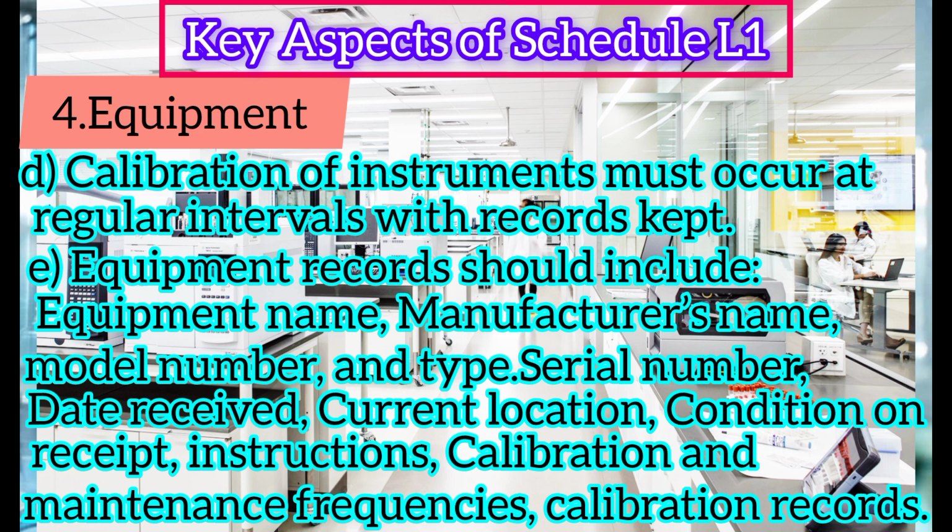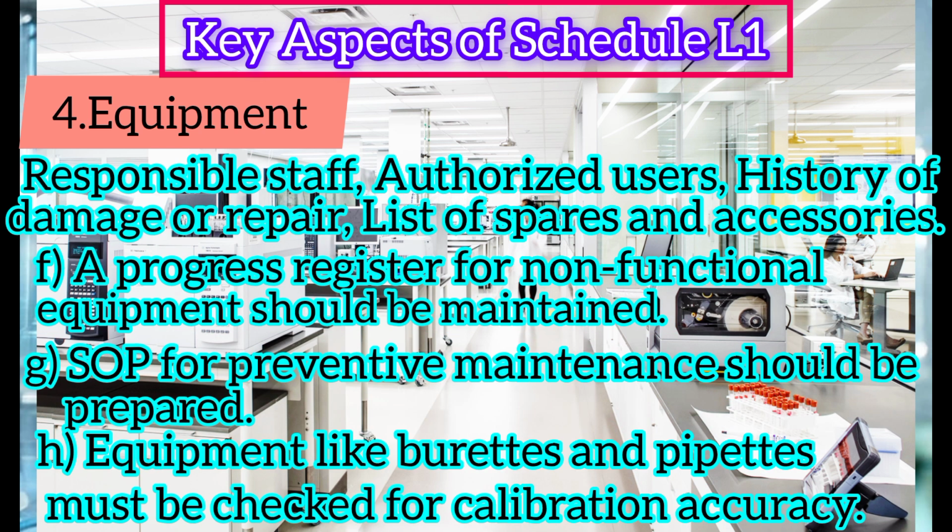E. Equipment records should include equipment name, manufacturer's name, model number and type, serial number, date received, current location, condition on receipt, instructions, calibration and maintenance frequencies, calibration records, responsible staff, authorized users, history of damage or repair, list of spares and accessories. F. A progress register for non-functional equipment should be maintained. G. SOP for preventive maintenance should be prepared.